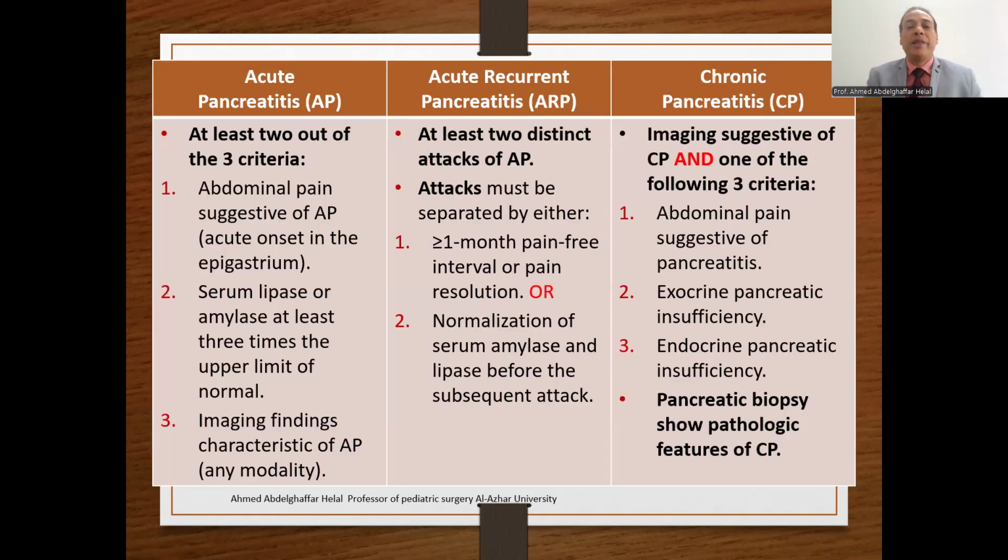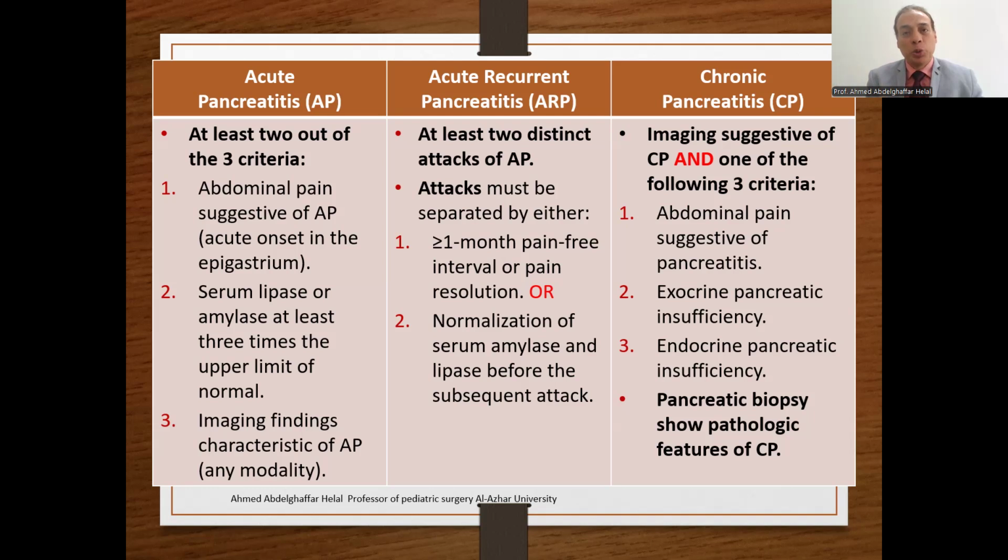As we see, they put these items. Acute pancreatitis: in order to diagnose a child with acute pancreatitis, you should have at least 2 out of the 3 criteria: abdominal pain suggestive of acute pancreatitis in the epigastrium, serum lipase or amylase at least 3 times the upper limit of normal, and imaging findings characteristic of acute pancreatitis.